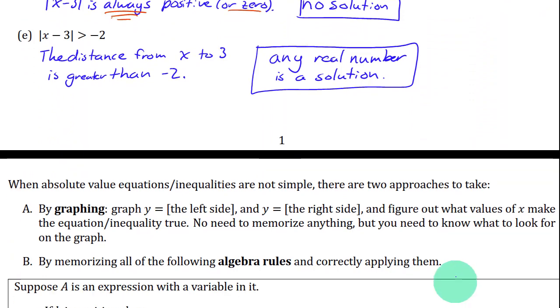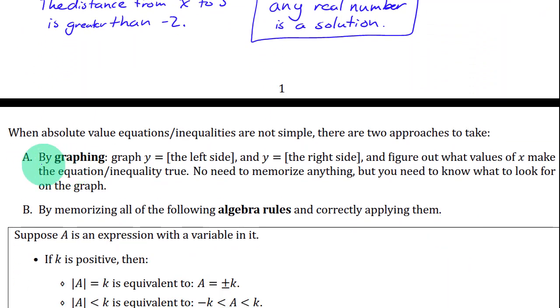So we're going to need two approaches to this. There's graphing, which is where you graph two equations. You graph y equals the left side and y equals the right side, and figure out what values of x make the equation or inequality true. You don't have to memorize anything, but you need to know what to look for on the graph. This is my favorite way because solving things by graphing is a very powerful thing that you can use for solving all kinds of other things.